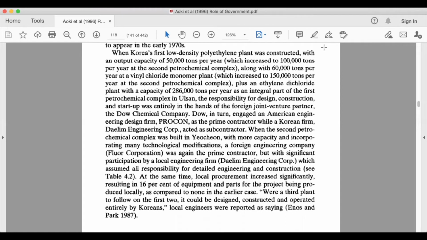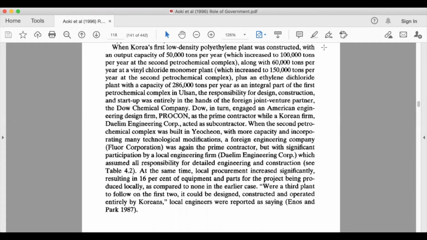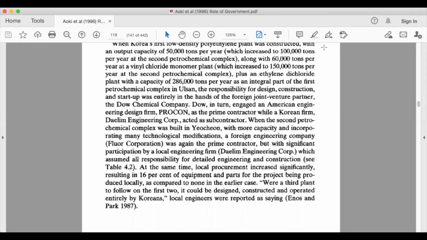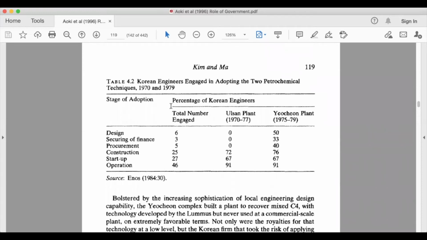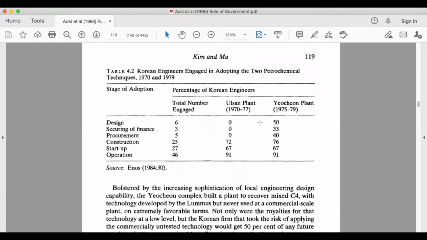When the second petrochemical complex was built in Yeocheon, with more capacity and many technological modifications, a foreign engineering company, Fluor Corporation, was again the prime contractor, but with significant participation by a local engineering firm. So between the early 70s and the mid to late 70s, you already see this transfer taking place. More local procurement, more participation by local engineers, domestic engineers, and so on. And you see this in this table, looking at these two plants. Already you see a huge involvement of Korean engineers by the time the second complex is built.